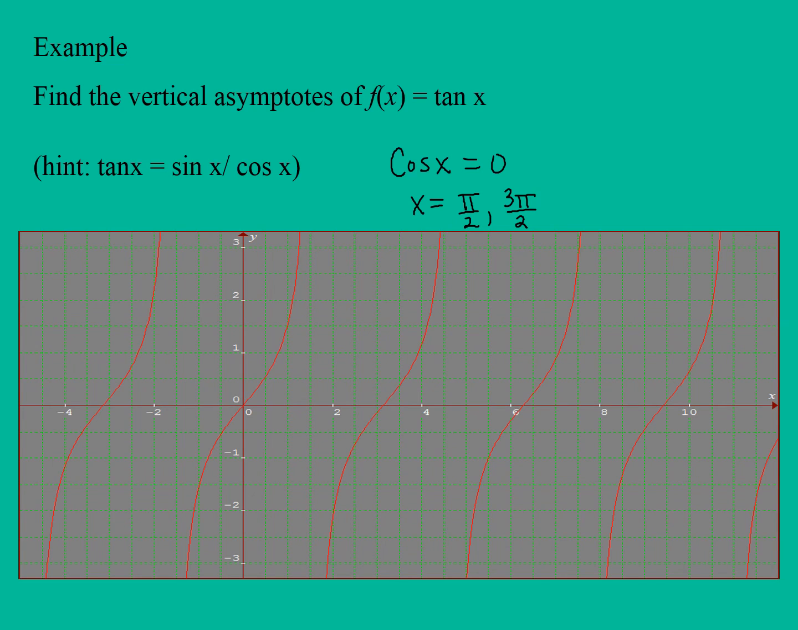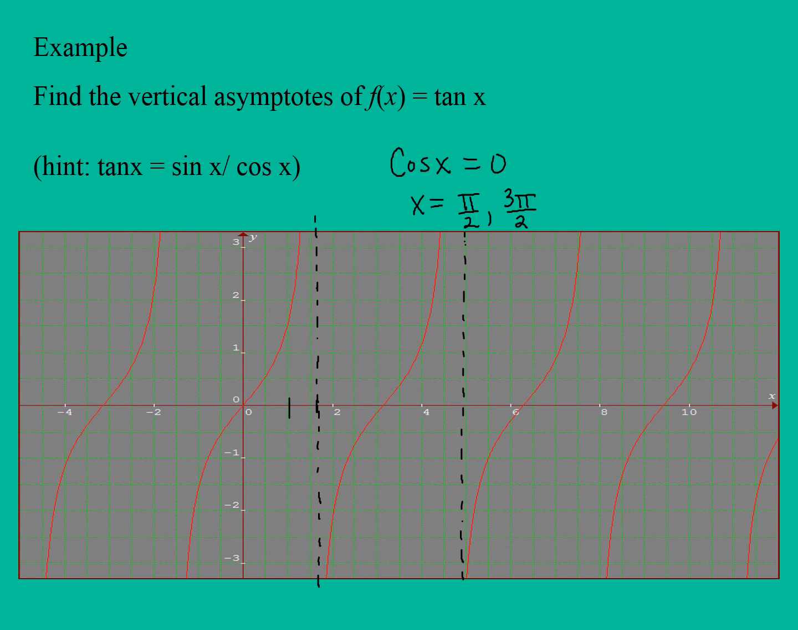Now for this graph, I'm going to estimate pi over 2 is about 1.57. So here is 1. So this would be about 1.57. So we would have an asymptote right in here, it appears. And then same thing at 3 pi over 2. We're going to have an asymptote right in here.